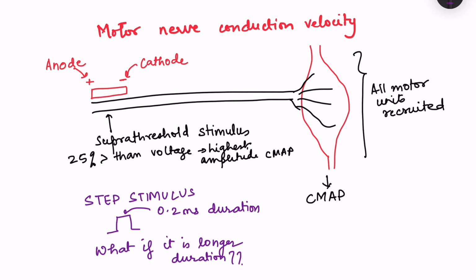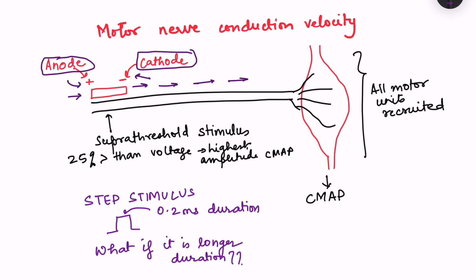So how do we record? We use a stimulating electrode which has a cathodal end and an anodal end. Cathode is basically the negative side of the electrode, anode is the positive side. The cathodal end we keep towards the site of recording, because if we want the action potential to travel to the muscle, then the cathode should be towards the side of the muscle. Why? Because this cathode is negative, that means it is going to add negative charges on top of the membrane. That means inside it is depolarizing.